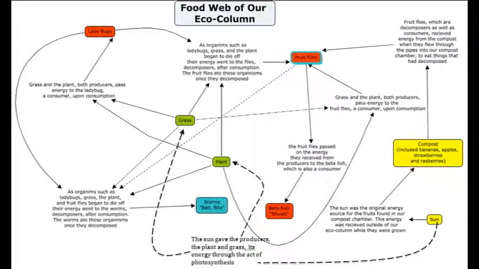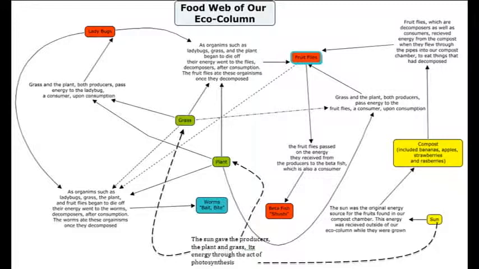We have 2 producers: the grass and the plant. We have 2 decomposers: the worms and the fruit flies. The producers get their energy from the original source of energy, the sun. They later pass on their energy once they are consumed by the ladybugs and the fruit flies and the betta fish, otherwise known as the consumers.